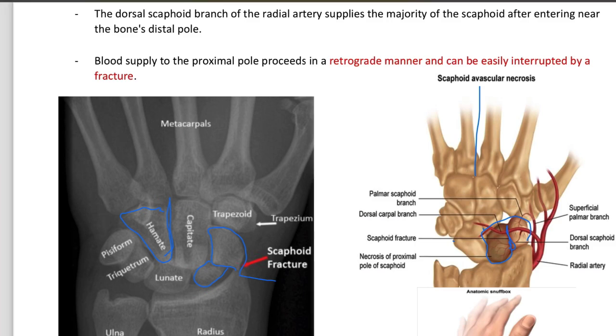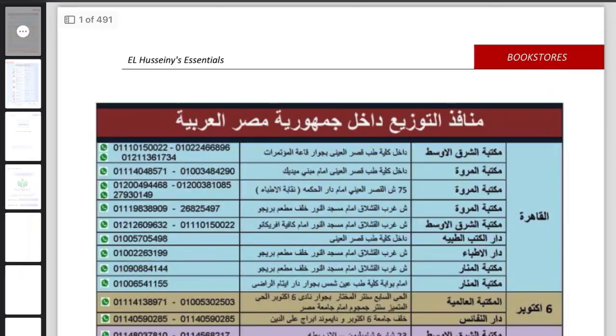So for this, what can we do? For management, if non-displaced, we use splinting, and for displaced or symptomatic non-union, surgical excision of the hook. Okay, so next one.